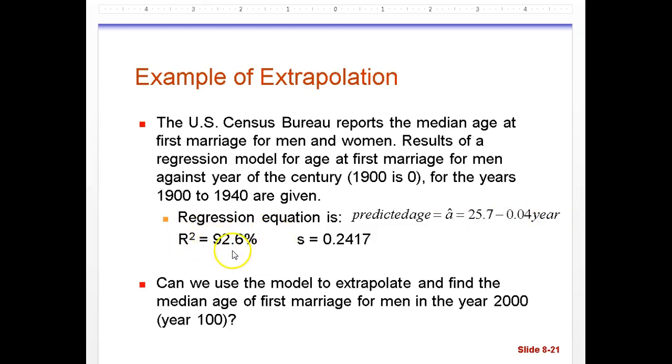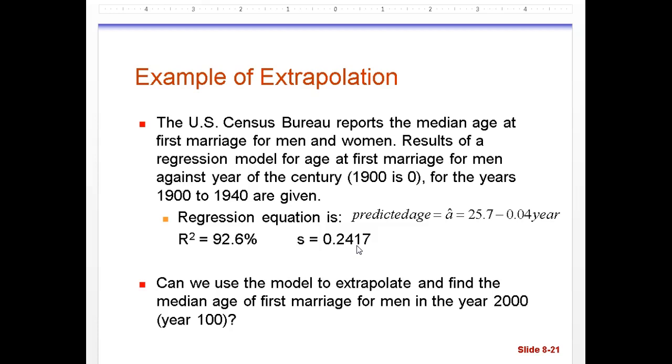The R squared is 92.6%, which looks pretty good, which means that almost 93% of the median age at first marriage for men can be explained by the year of the century. In addition, the standard deviation of our residuals is roughly 0.24, which means that when we plug our value in, it may be off by plus or minus 0.24 of a year, so about a quarter of a year.